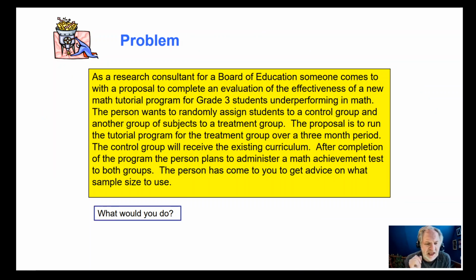As a practical example, let's say you're doing a study, and we've worked with boards of education before. As a research consultant for a board of education, someone comes with a proposal to complete an evaluation of the effectiveness of a new math tutorial program for grade 3 students underperforming in math. The person wants to randomly assign students to a control group and a treatment group, right? One group gets the status quo, the existing curriculum, and the other group gets the new math tutorial program.